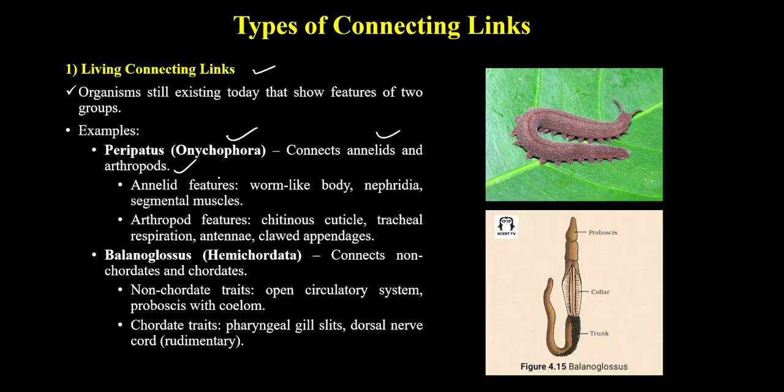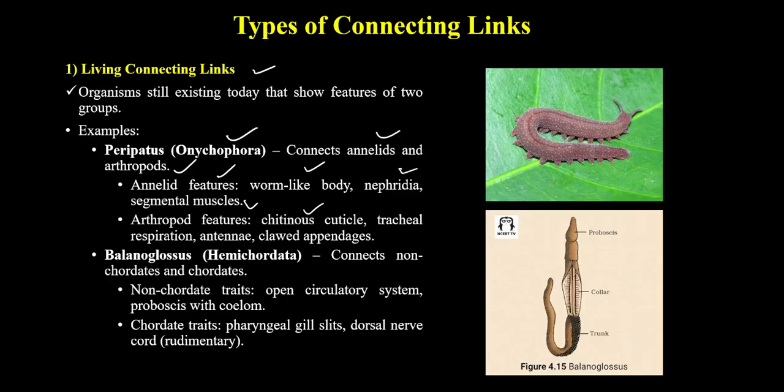What are the annelid features? They have a worm-like body, they have nephridia, which is the excretory organ, and they have segmental muscles. What are the arthropod features? They have a chitinous cuticle, tracheal respiration, antennae, and clawed appendages. So this is a connecting link between the annelids and arthropods. Then Balanoglossus of Hemichordata, which connects the non-chordates and chordates.